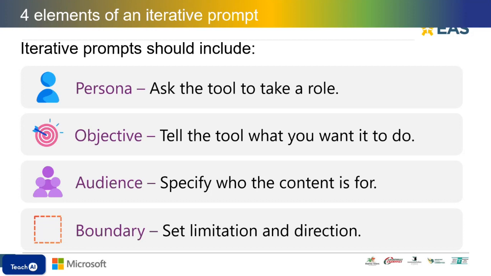So for the best experience with an AI generated response, you should start with something that we call an iterative prompt. The more specific you are about what you're looking for, the better the result. So an iterative prompt should include the following elements. It should have some form of persona. So you should be asking your tool to take on a role. Giving it that persona so it understands who it is and what it's actually trying to do.